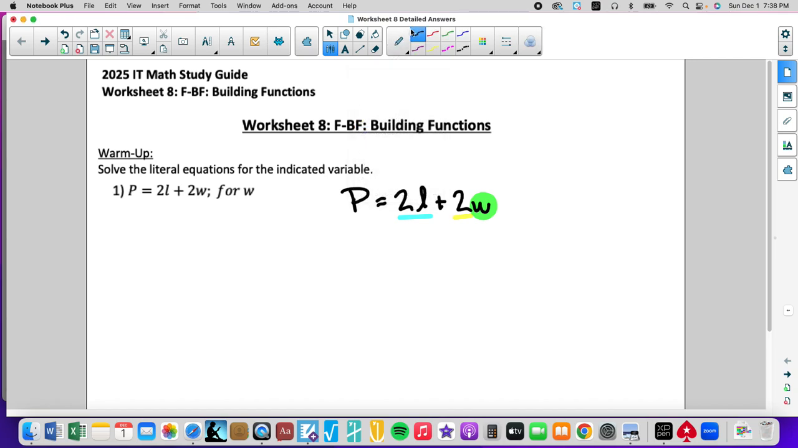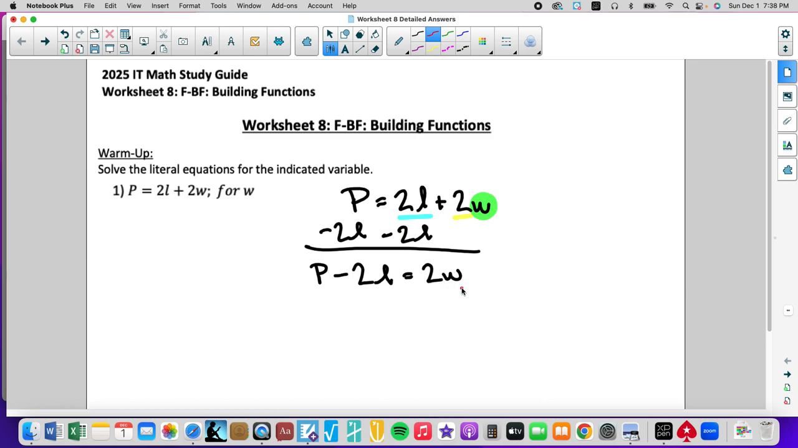So what do we get rid of first? We get rid of things being added and subtracted. So we'll subtract 2L from both sides. That can give us P minus 2L equals 2W. Now there's lots of people, L comes before P. You know, the order of this, when it's formulas, it gets a little bit crazier.